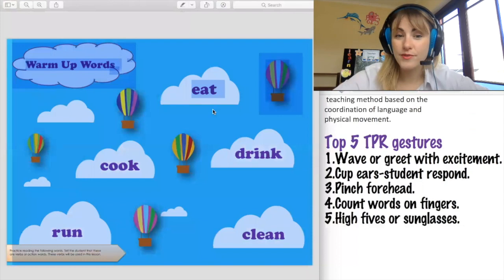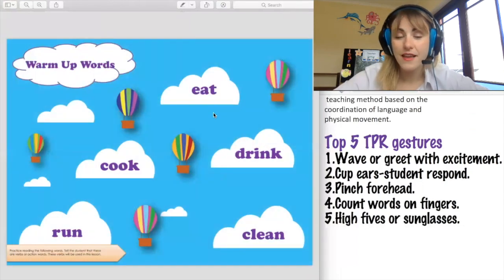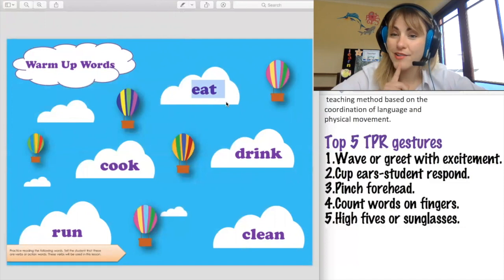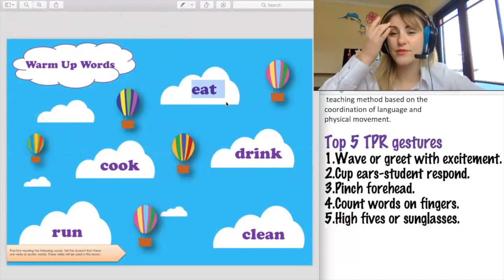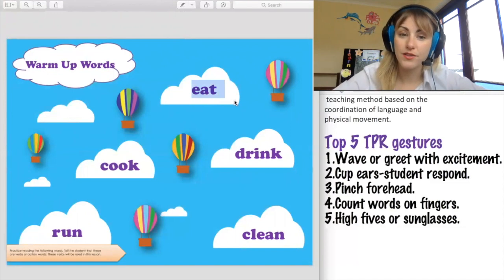These are verbs used throughout the lesson. And it's very important that they pronounce these words clearly and also understand the meaning of them, as they will use it throughout the lesson. So what I usually do, I would highlight the word, point to my mouth, eat, cup ears, and then wait for them to respond and repeat after you.